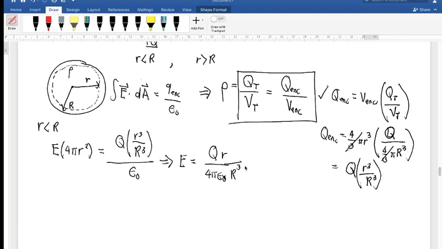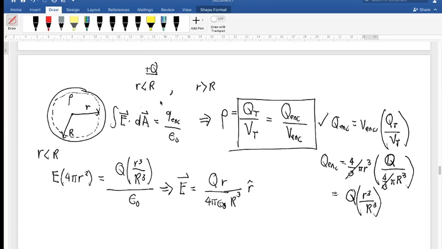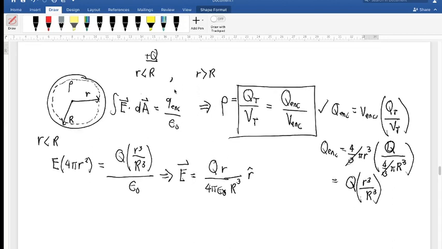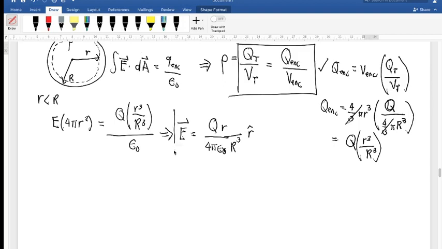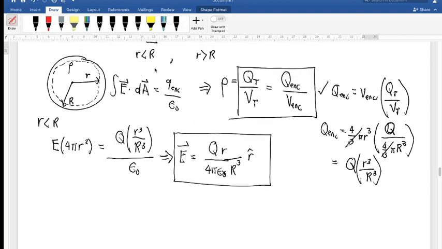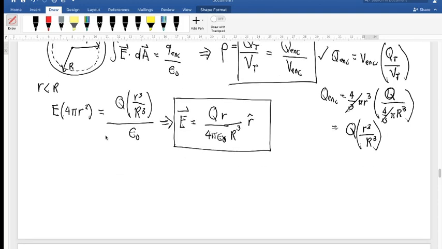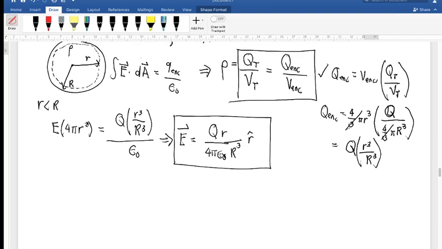What is the direction? That is r hat, since it is radially outward, meaning it points outward because Q is positive. So this is our electric field. If the total charge is negative, then it would be negative r hat, meaning the electric field is inward. So how about outside?